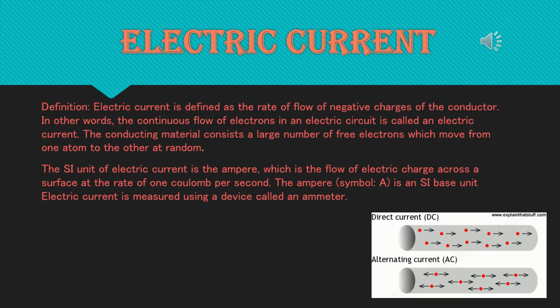Now, according to the direction of electric current, two different types of electric current are there. One is direct current, that is DC. Please see the diagram. The first one is DC or direct current. If the flow of charge is always in the same direction, then it is called direct current. And the second one is alternating current or AC. If the direction of current changes after a regular interval of time, then the current is called alternating current.